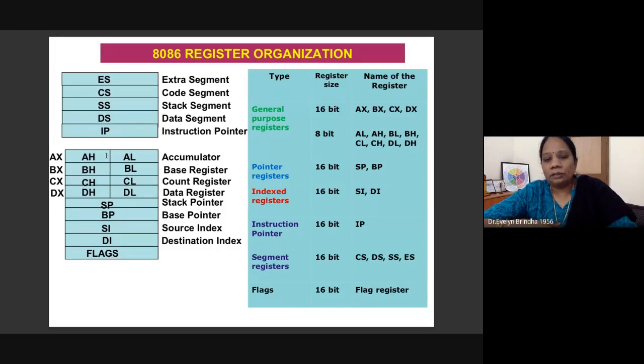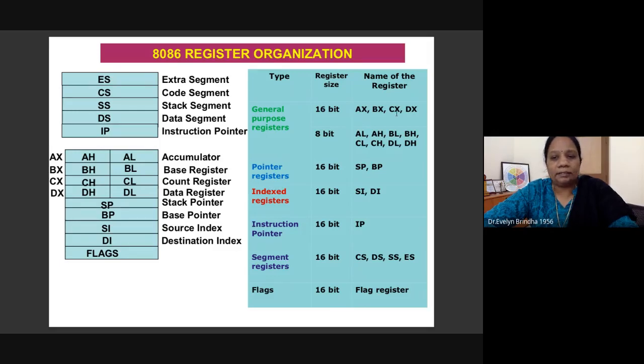Similarly, you have 4 general purpose registers, A, B, C, D. Please take up each and every word from me. There are only 4 general purpose registers. Why are they called general purpose registers? Because they are meant for any general work.